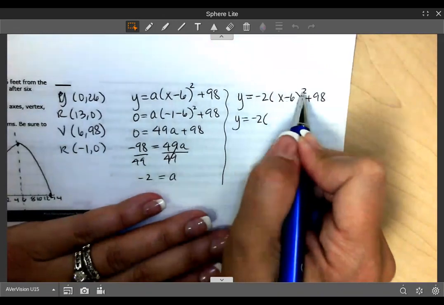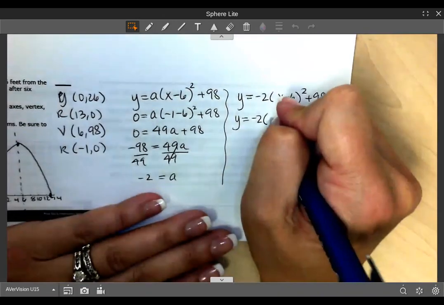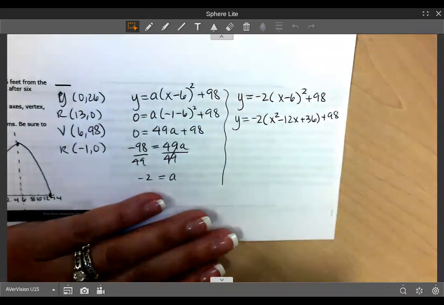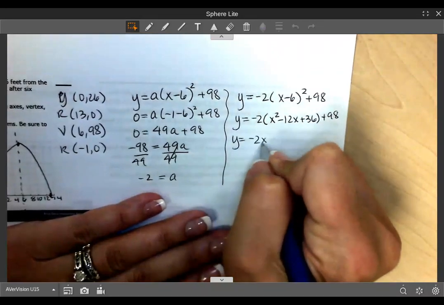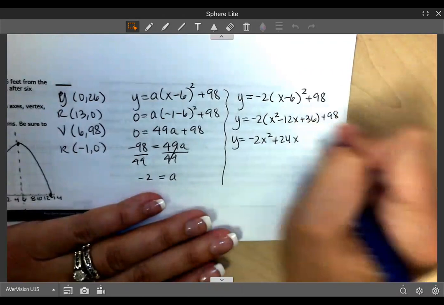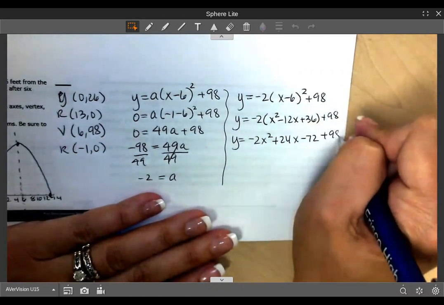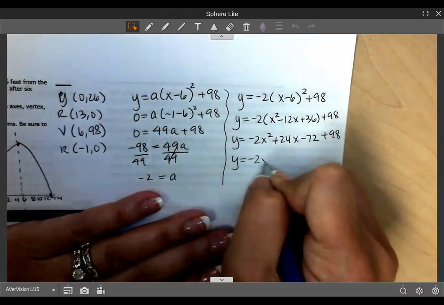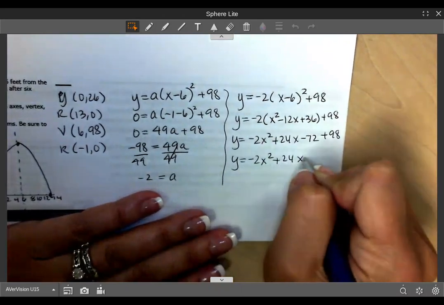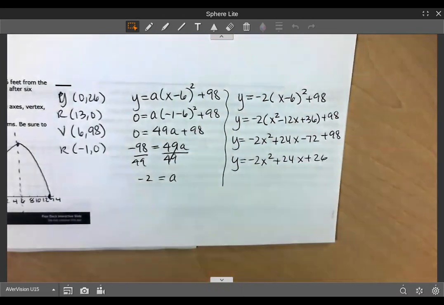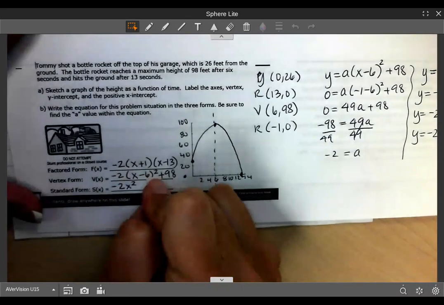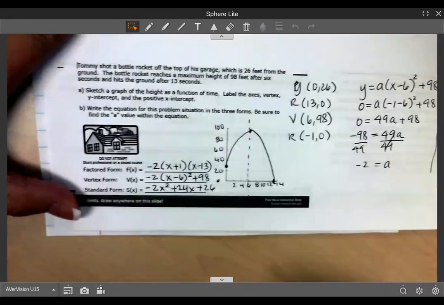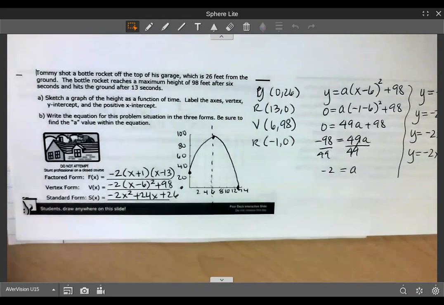I FOIL x minus 6 squared. Remember, that's x minus 6 times x minus 6. So we get x squared minus 12x plus 36. I now distribute that -2, and I get -2x squared plus 24x minus 72 plus 98. And then our final step is to go ahead and combine those like terms. And there is our standard form. So we've got -2x squared plus 24x plus 26. We've written all three forms for that one equation.